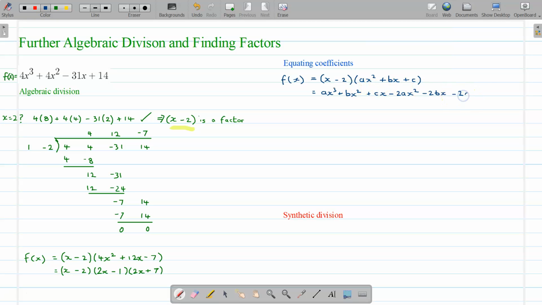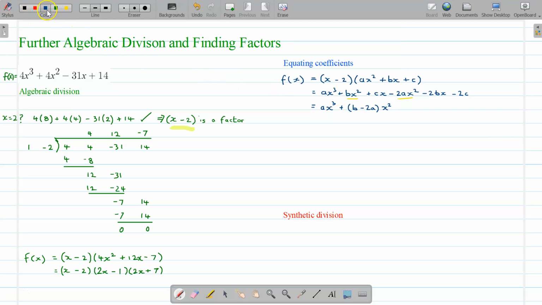Now those 6 terms that I've just created will condense into 4 terms because I've got only one x cubed term, but I've got 2 terms that contain x squared. So these 2 terms here, bx squared and minus 2ax squared, can combine to give me b minus 2a times x squared.